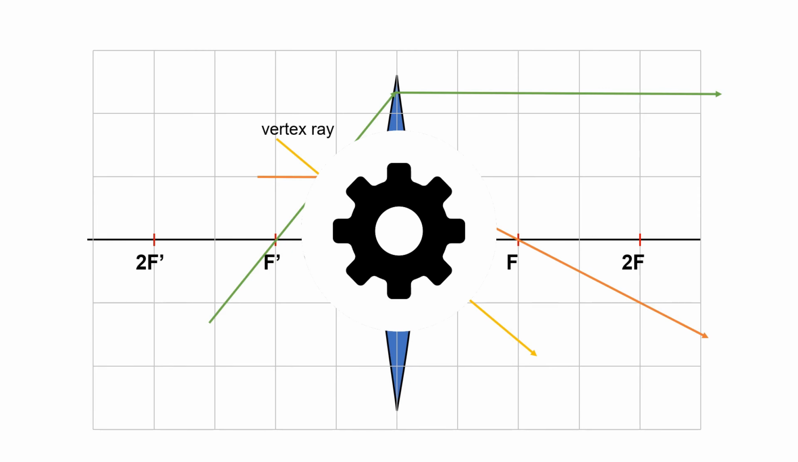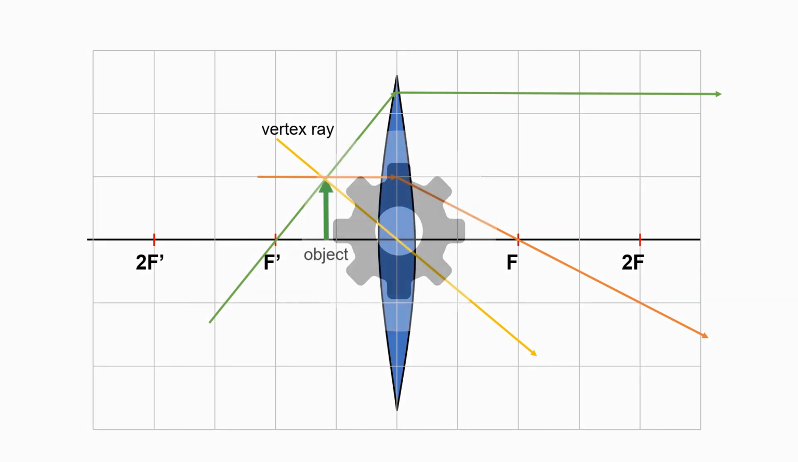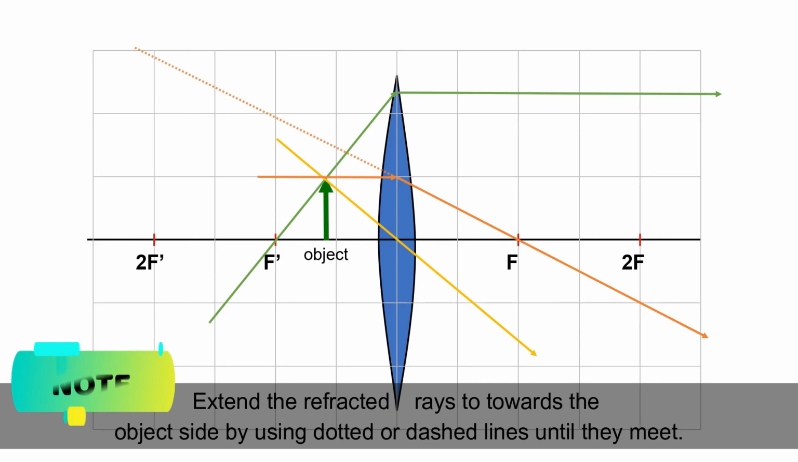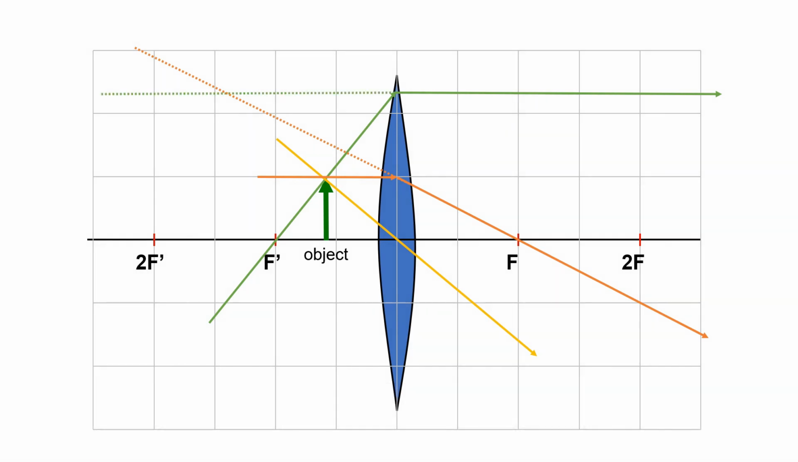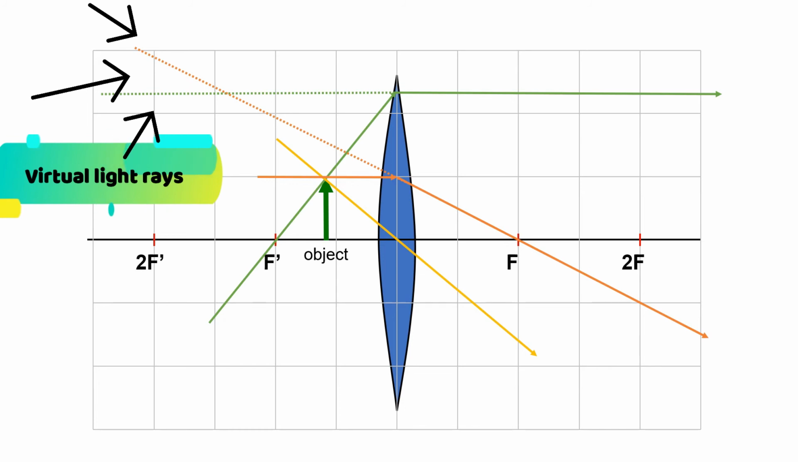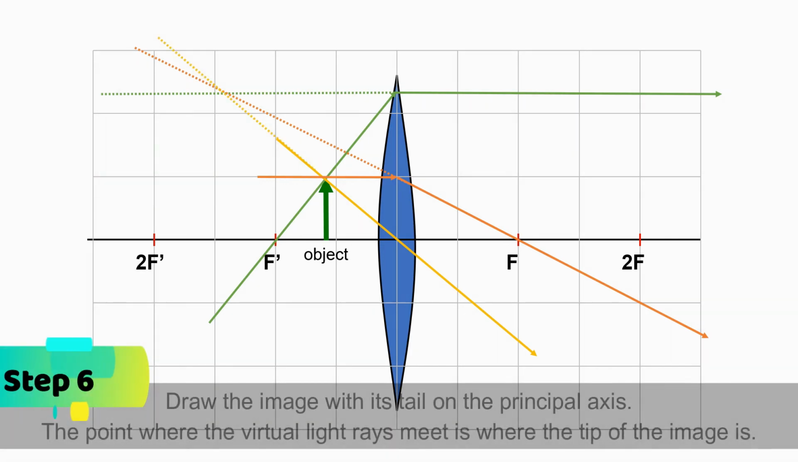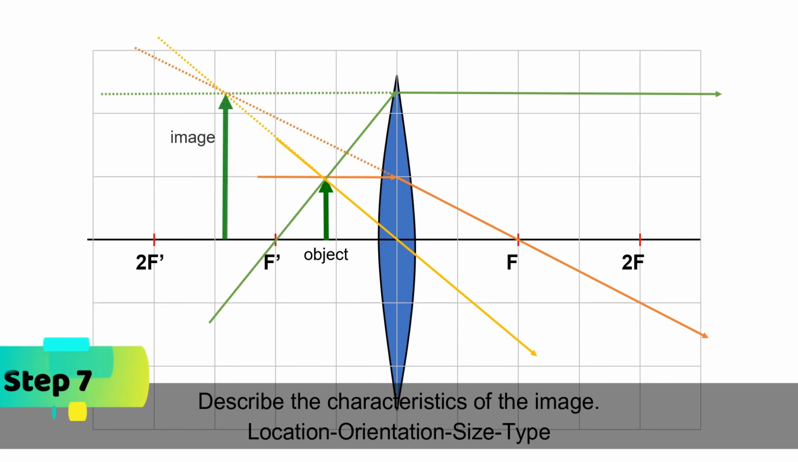So what do we do? We extend the refracted rays towards the object side by using dotted or dashed lines until they meet. These dotted lines represent virtual light rays. The point where they meet or converge is where the tip of the image is. Now, we draw the image of the object with its tail on the principal axis.